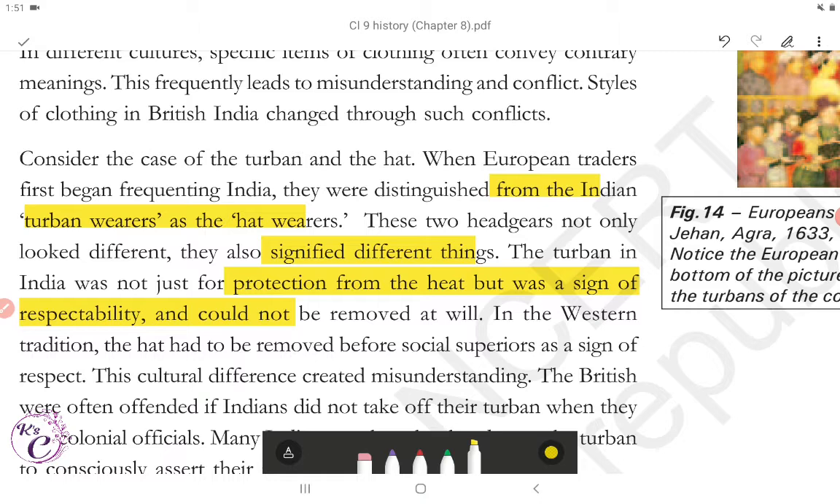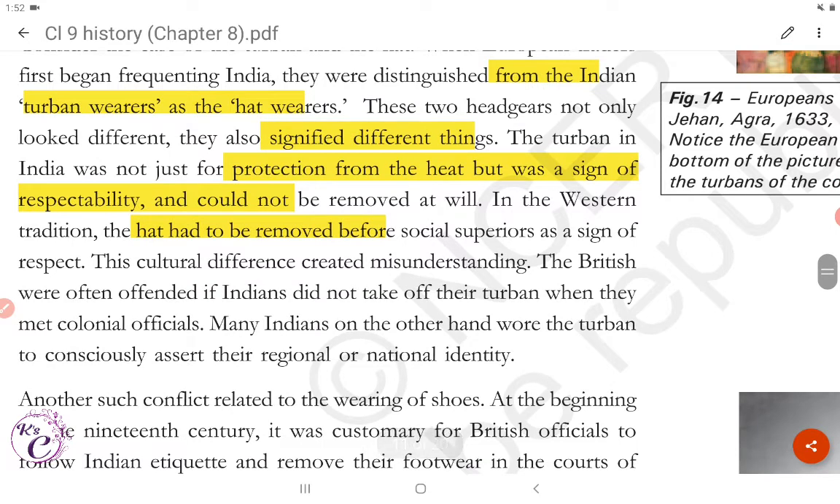In the Western tradition, the hat had to be removed before social superiors as a sign of respect. For Indians, the turban should not be removed, as it is a sign of respect and could not be removed at will. For the Western hat, it had to be removed before social superiors as a sign of respect. This cultural difference created misunderstanding. The British were often offended if Indians did not take off their turban when they met colonial officials. Many Indians, on the other hand, wore the turban to consciously assert their regional or national identity.